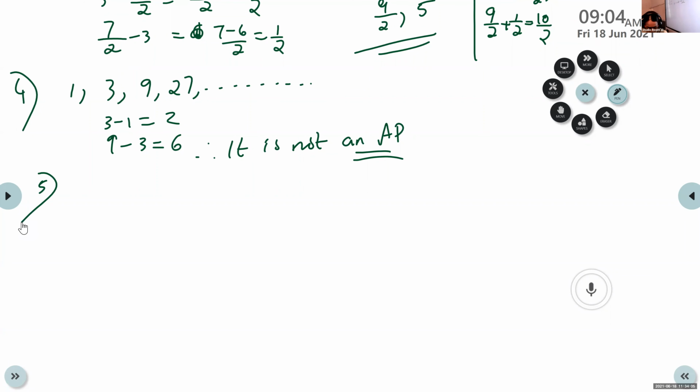Some more examples: a, 2a, 3a, 4a, etc. All of you check. This is a1, this is a2, a3, a4, etc.